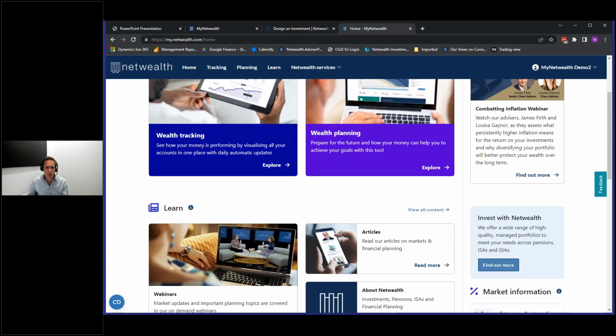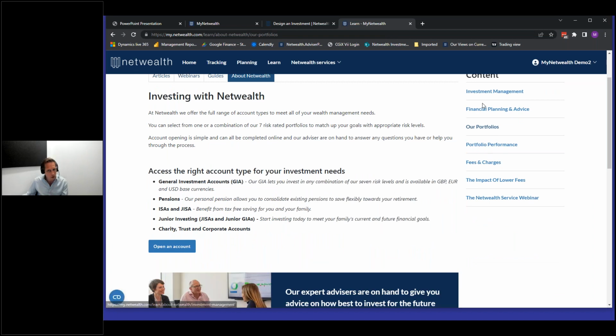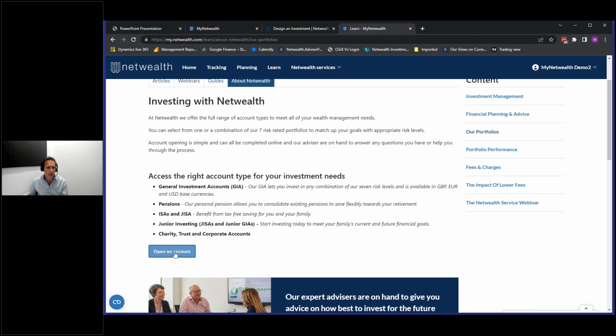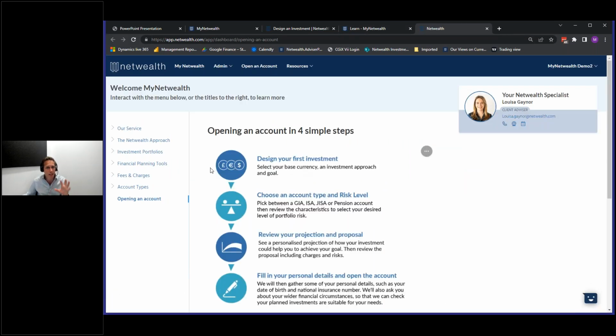And in here, there's always more information about Netwealth, how we invest, what we do. There's lots of detail about performance, for example, and fees and so on, and we'll touch on that a little bit later. But you can also go through to more of a dashboard about us and some details.